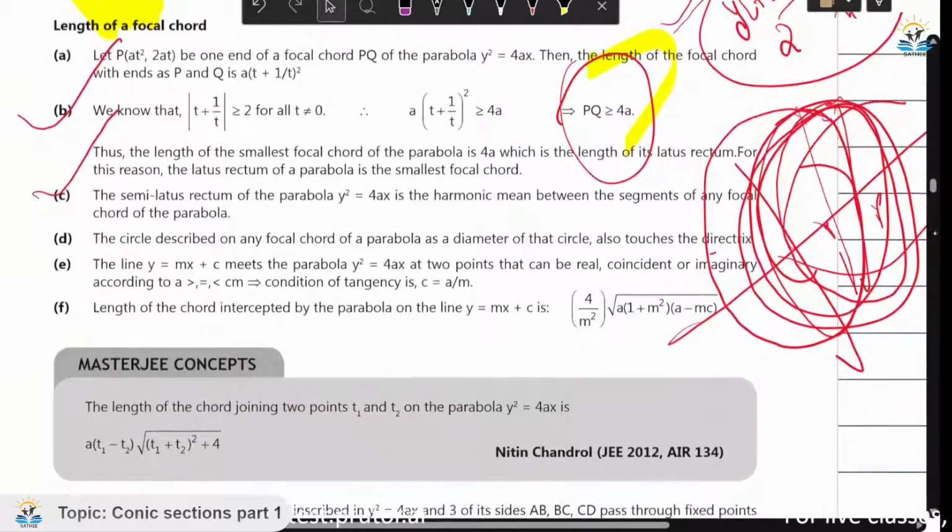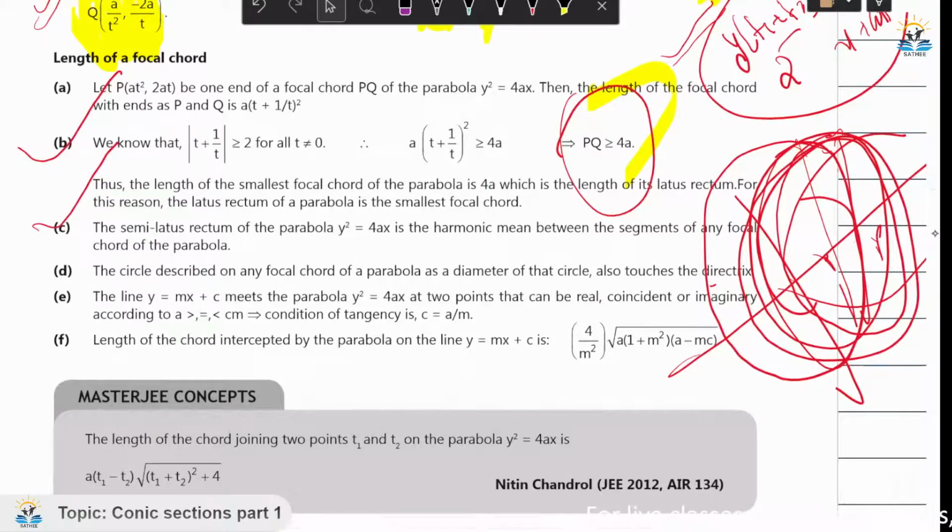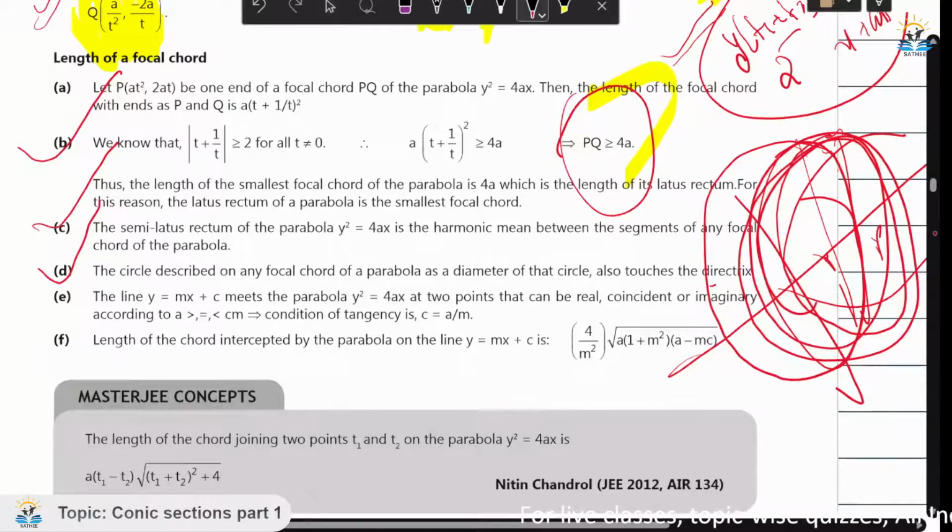Okay. So moving towards the next point, what do we have? The circle described on any focal chord of the parabola as diameter. Okay, this we already read through. Next point we have line y = mx + c meets the parabola at 2 points. That can be real, coincident, or imaginary according to the discriminant being greater than, equal to, or less than zero. The condition for tangency is c = a/m.